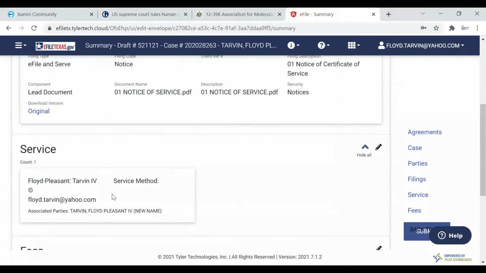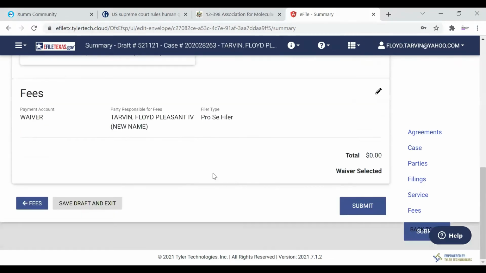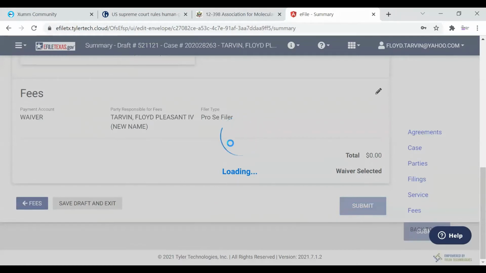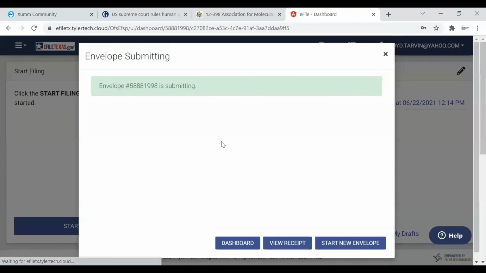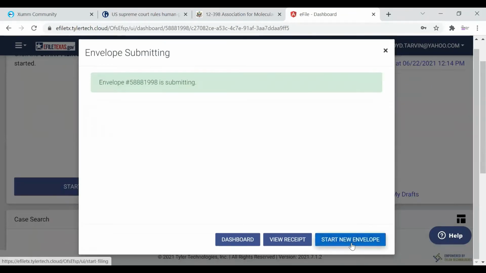And then I'm going to send a copy to myself, make sure that I get it. Okay. And this is document name, notice of service, filing description, notice of certificate of service. You see, now, what's on this notice of service? Here, I'll show it to you in a minute. So I'm going to submit that. And it's submitted. And I could start a new envelope.